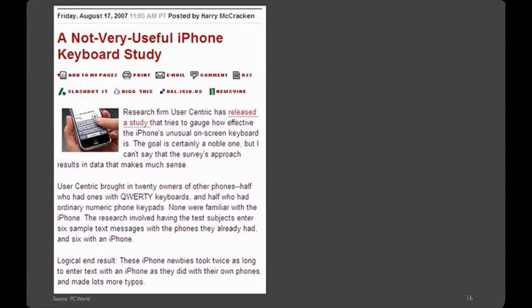Research firm Usercentric has released a study that tries to gauge how effective the iPhone's unusual on-screen keyboard is. The goal is certainly a noble one, but I cannot say the survey's approach results in data that makes much sense. Usercentric brought in 20 owners of other phones. Half had QWERTY keyboards, half had ordinary numeric phones with keypads. None were familiar with the iPhone. The research involved having the test subjects enter 6 sample test messages with the phones that they already had, and 6 with the iPhone. The end result was that the iPhone newbies took twice as long to enter text with an iPhone as they did with their own phones, and made lots more typos.